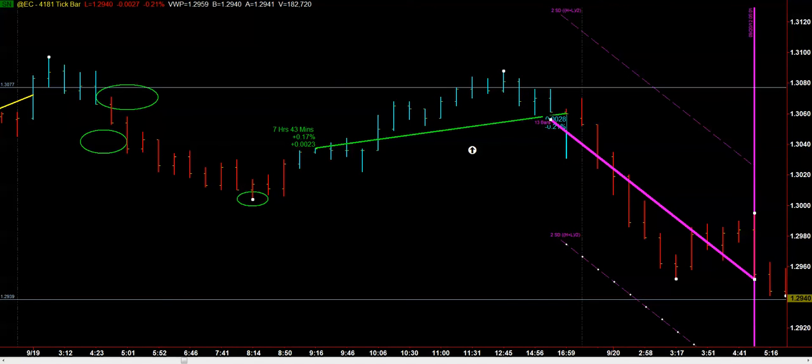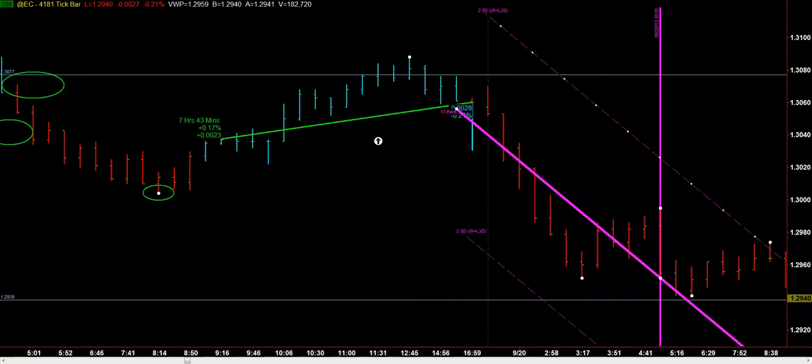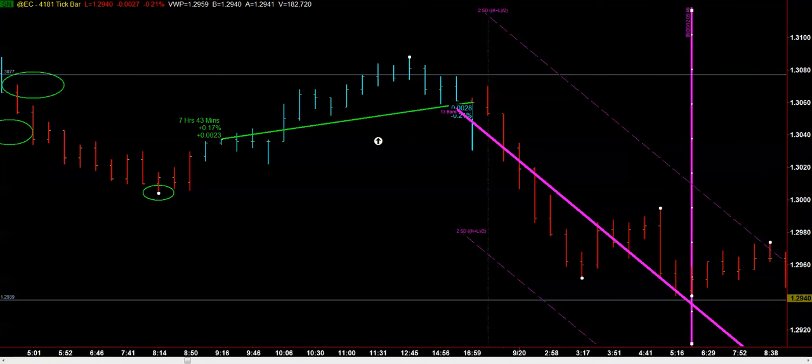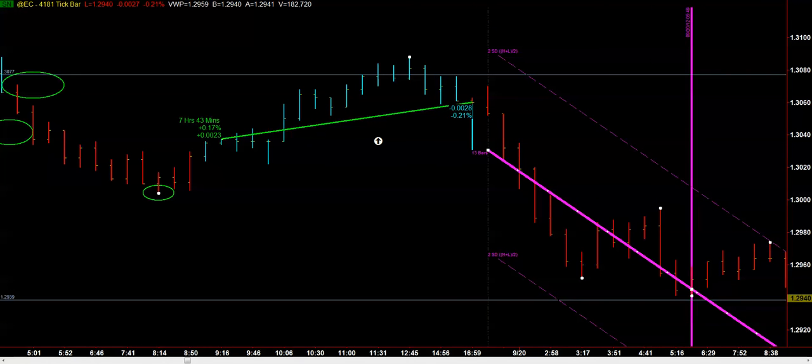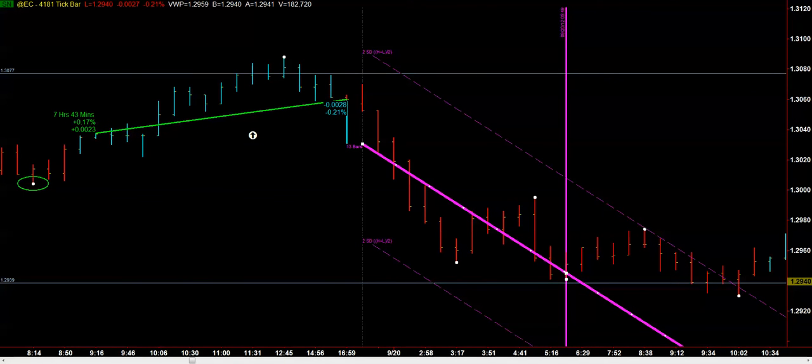And extend. And we continue to do this until we have a break. So there's the next anchor, and that's not a break. It keeps it in. So we move it to this anchor.